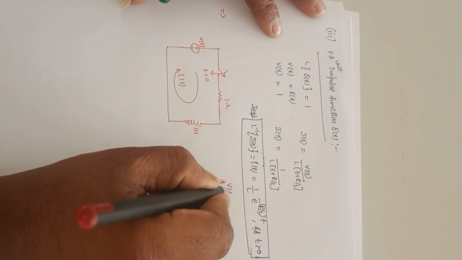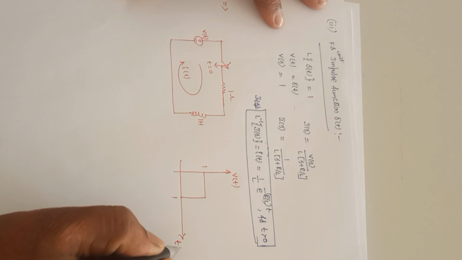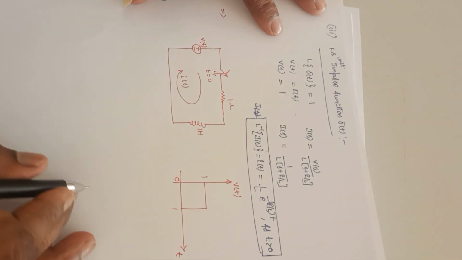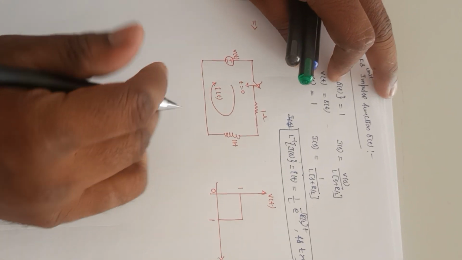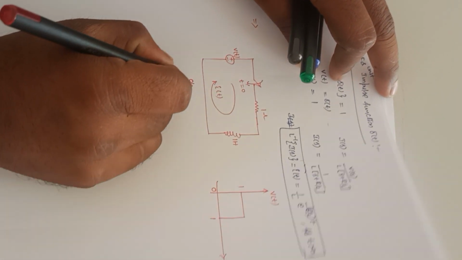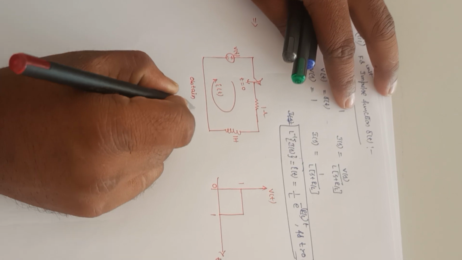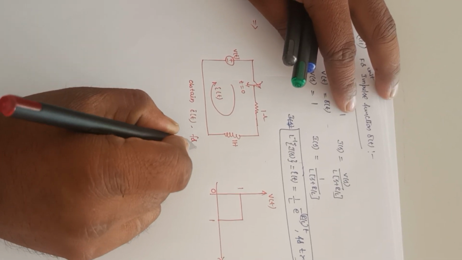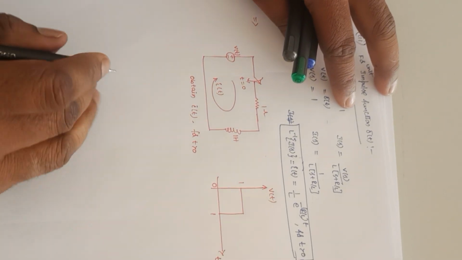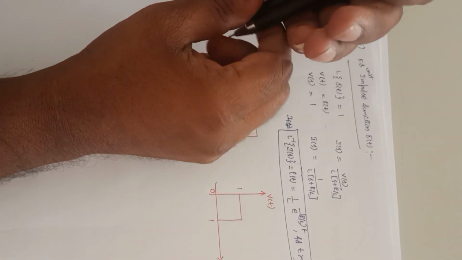So this is v(t), and this is the time t equal to 0. What I need to find here is this i(t). So I need to obtain i(t) for t greater than 0 if you apply this function. So how to solve this?